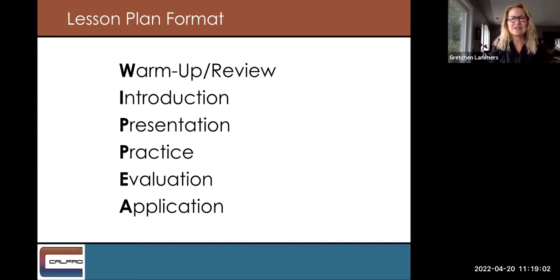Interesting little note, a little piece of history. 25 years ago, when I think I saw this for the first time, my colleagues and I said, WIPE! We didn't call it WIPEA. That was too refined. It was WIPE! So that's the lesson plan format. And remember, we're going to learn how to do strategies during these different stages.